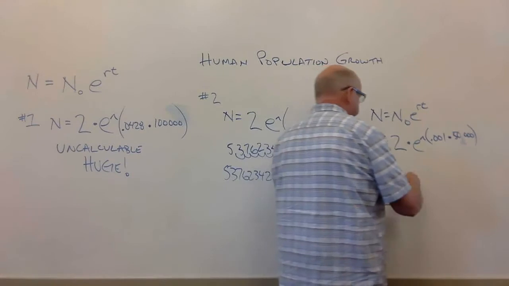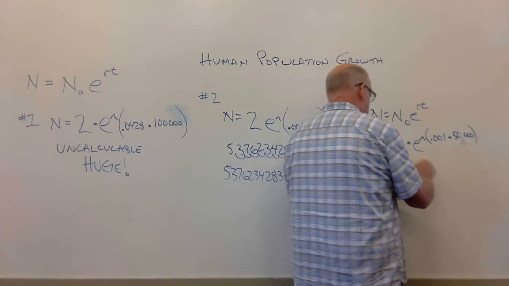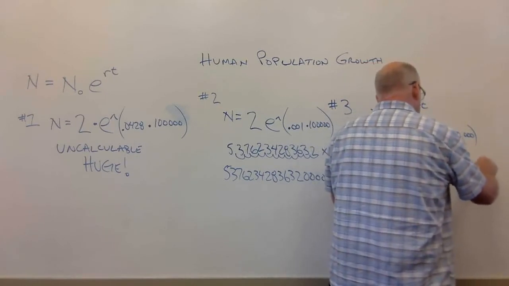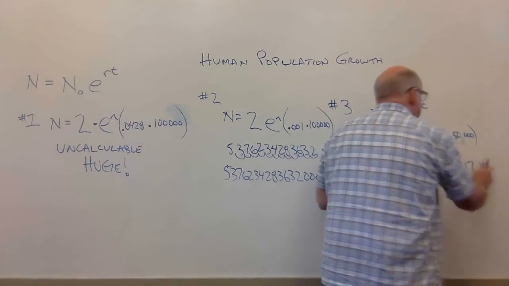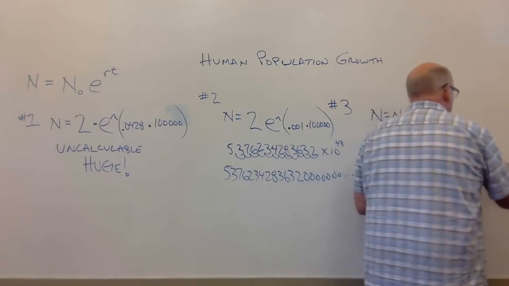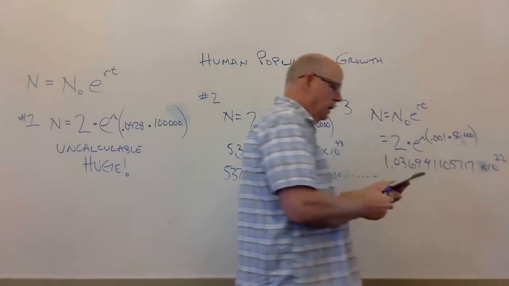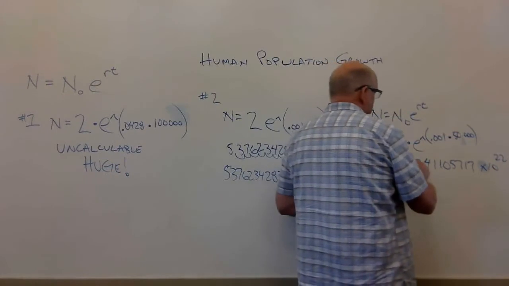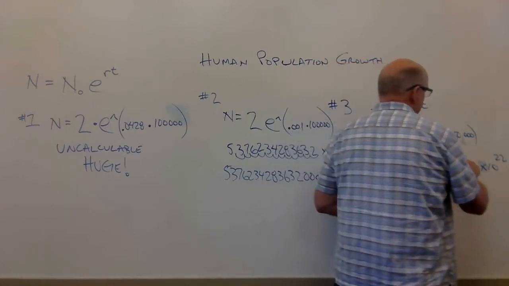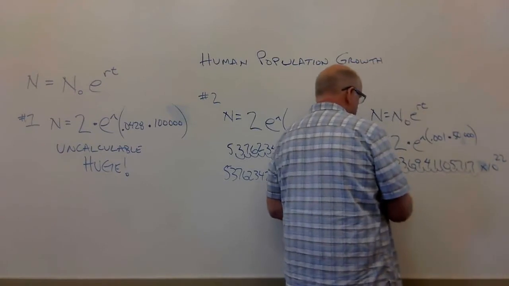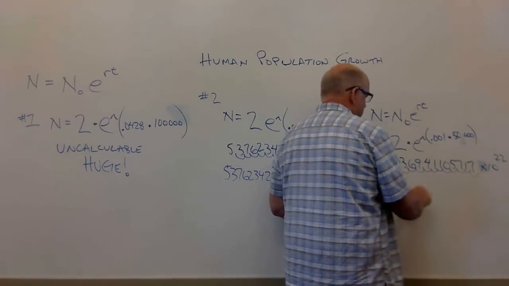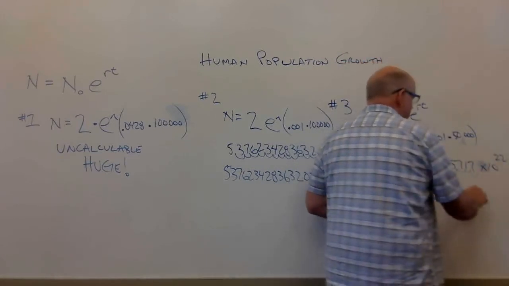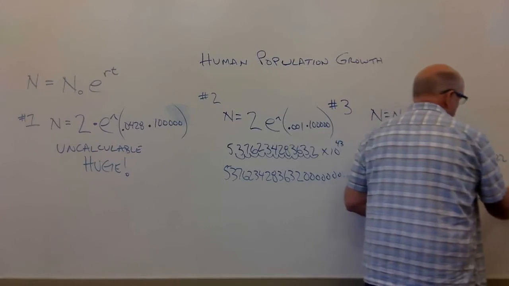So that is 1.03694110571 times 10 to the 22nd power. So now if I try to write that out, I would move it 1, 2, 3, 4, 5, 6, 7, 8, 9, 10, 11, 12. Still going to be that 12 places. So now my answer is 1036941105717. 12 places of 10 zeros. 1, 2, 3, 4, 5, 6, 7, 8, 9, 10.